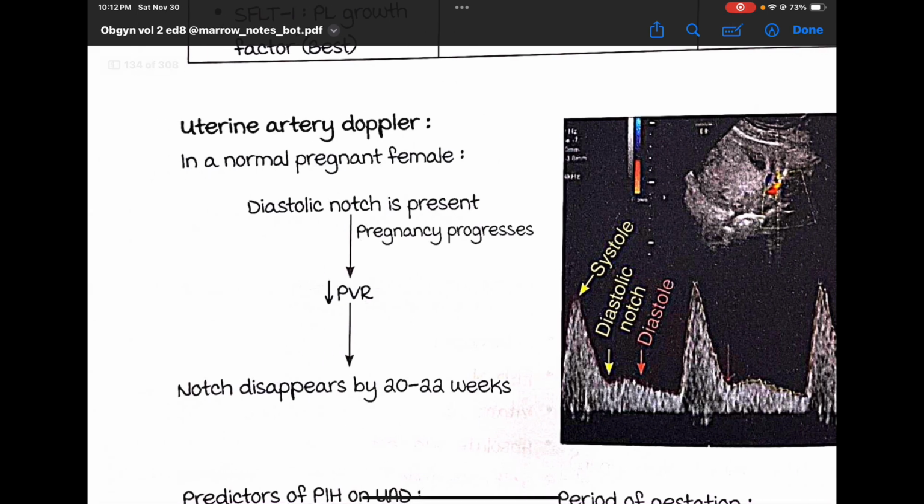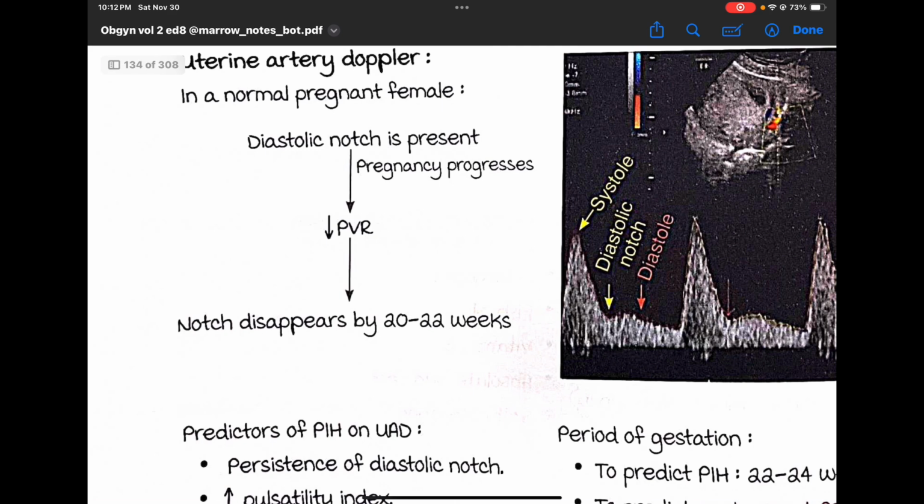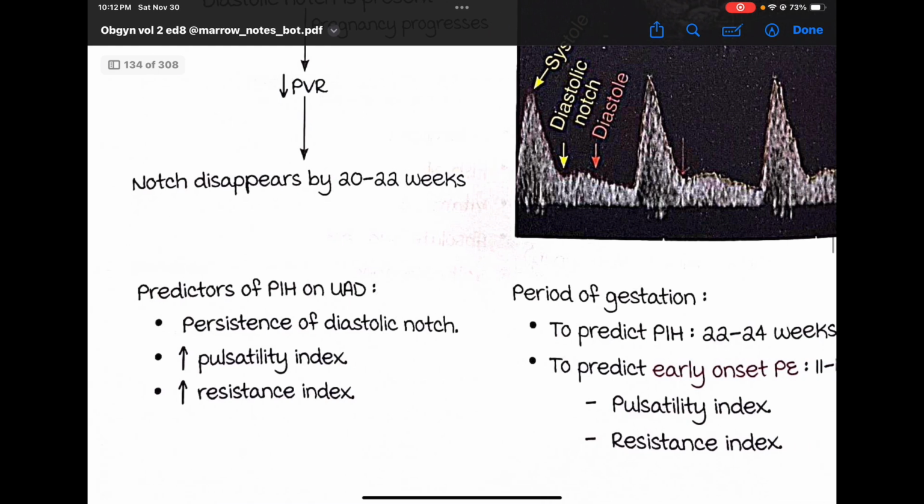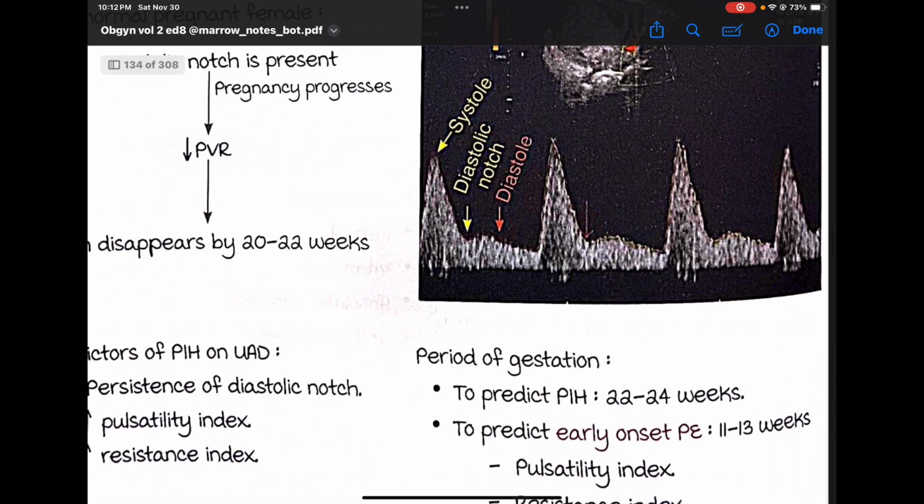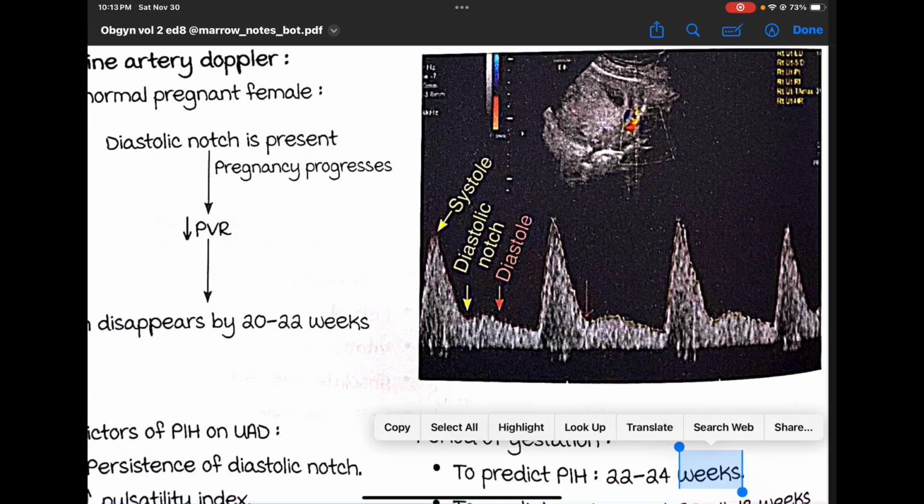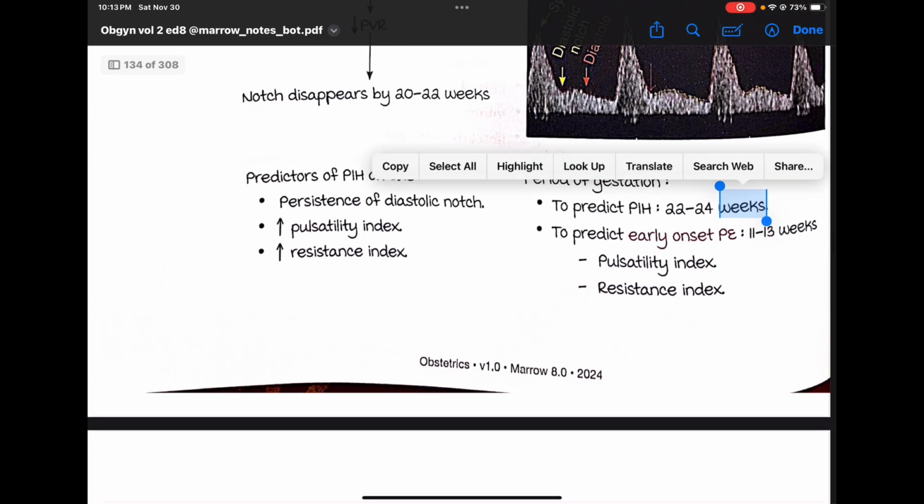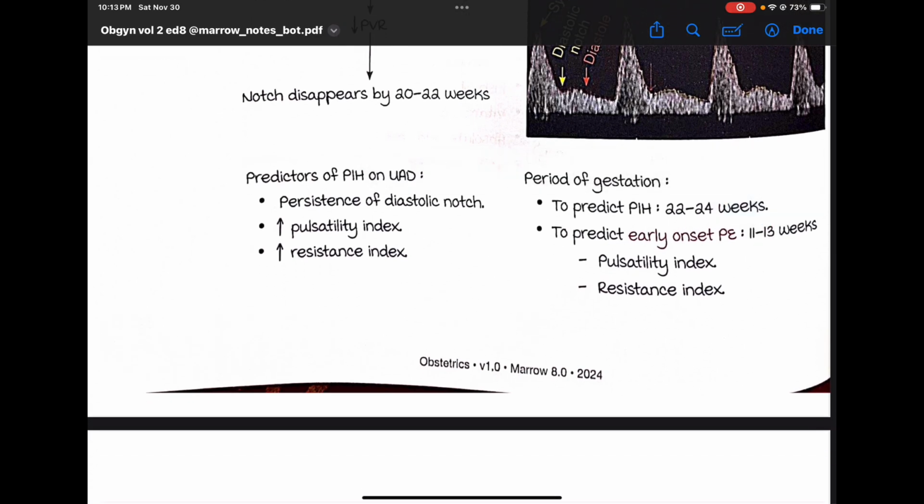Uterine artery Doppler. In a normal pregnant female, a diastolic notch is present. As pregnancy progresses, peripheral vascular resistance decreases and the notch disappears by 20 to 22 weeks. Here you see the systolic wave, and the diastolic notch in between them. Diastolic flow is absent or reversed in pregnancy induced hypertension, indicating uteroplacental insufficiency.